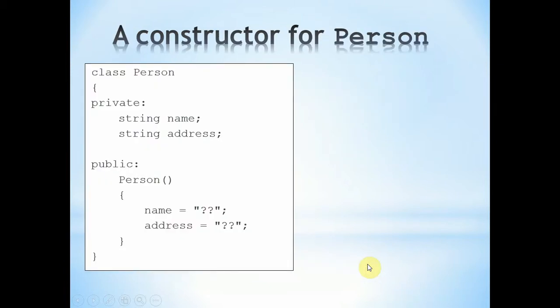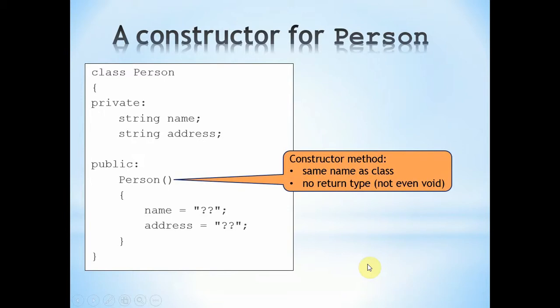And in the person class, which is a cut down version of this example, what we've got is a couple of private variables, name and address, both of type string, and we have a constructor method. We know this is a constructor method because it has the same name as the class. So the class name is person, therefore the constructor method name is also person. And it doesn't have a return type, not even void.